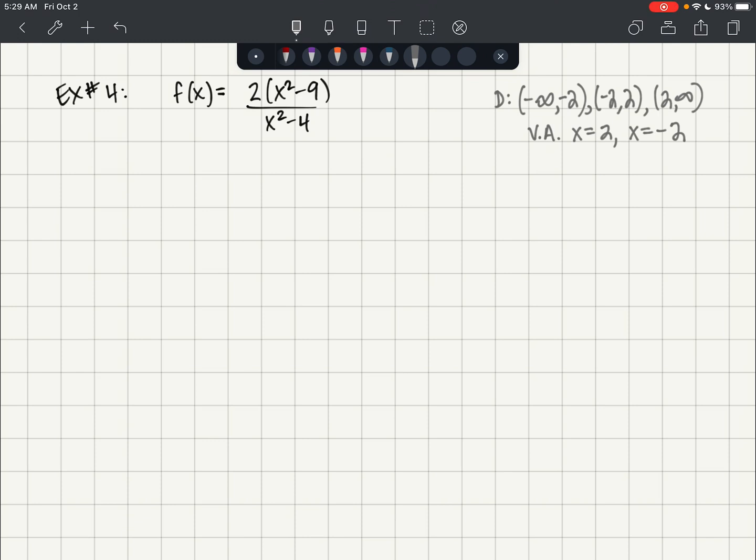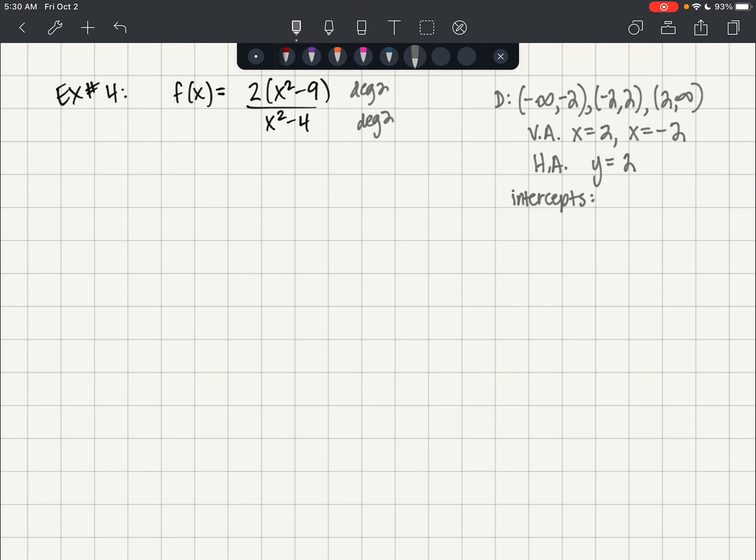This is a degree 2 over a degree 2. So we know that we have a horizontal asymptote at y equals 2 over 1. It's that leading coefficient over the leading coefficient. And we have intercepts. So we have intercepts when x is 0, intercepts when y is 0.